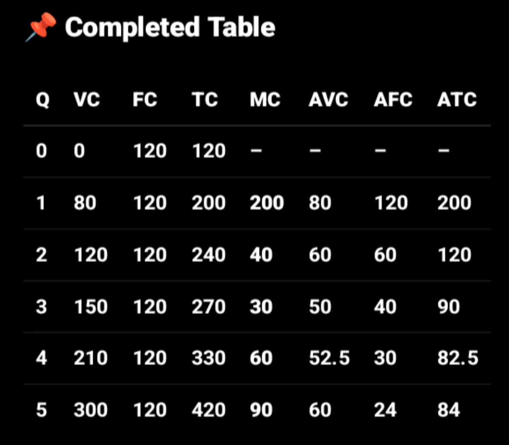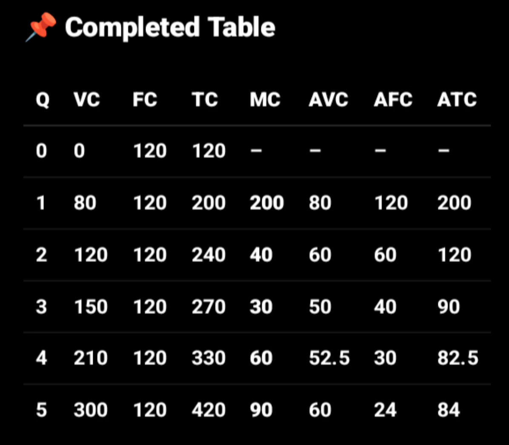So let's move on to 240 minus 200 is 40. 270 minus 240 is 30. 330 minus 270 is 60. And lastly, 420 minus 330 is 90. And we're done with marginal costs, and let's get the answer for AVC.